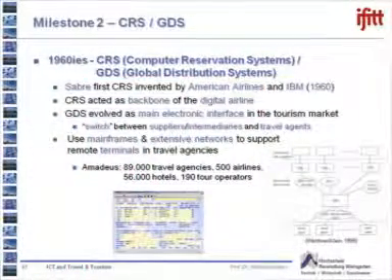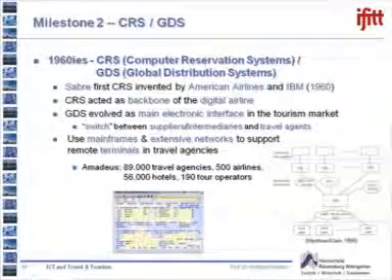Well, the second milestone, most of you might know what comes next. These are the CRS, GDS in the 1960s, a very important development. Computer reservation systems, global distribution systems are well known. Sabre was the first one, developed by American Airlines and nobody else than IBM together, this first CRS, this computer reservation system. And those CRS acted, you can call it, as the backbone of the digital airline. So it was a main cornerstone of the development of the modern, IT-based airlines.